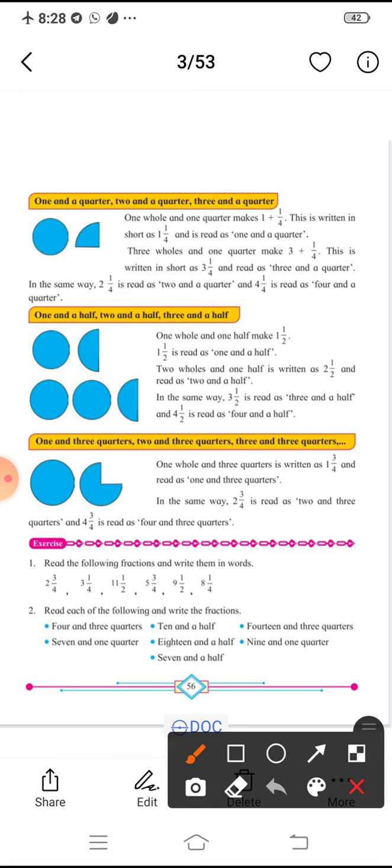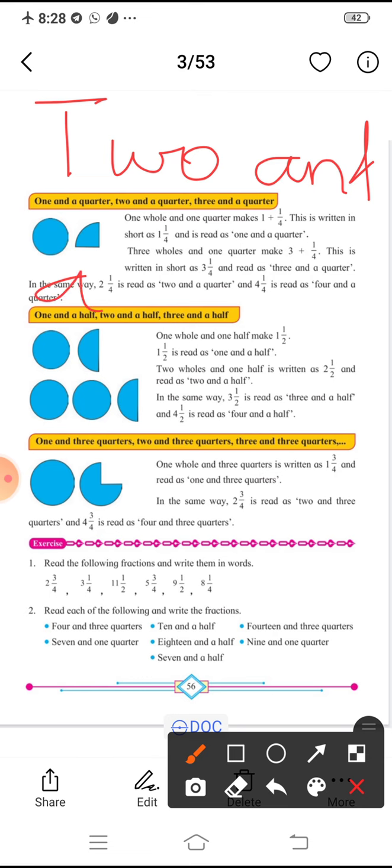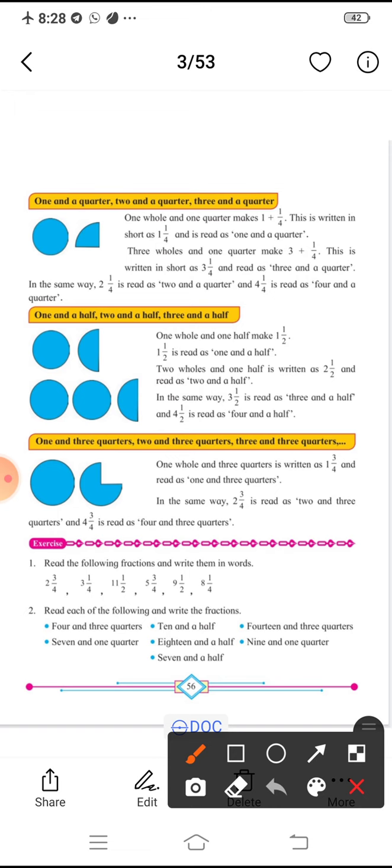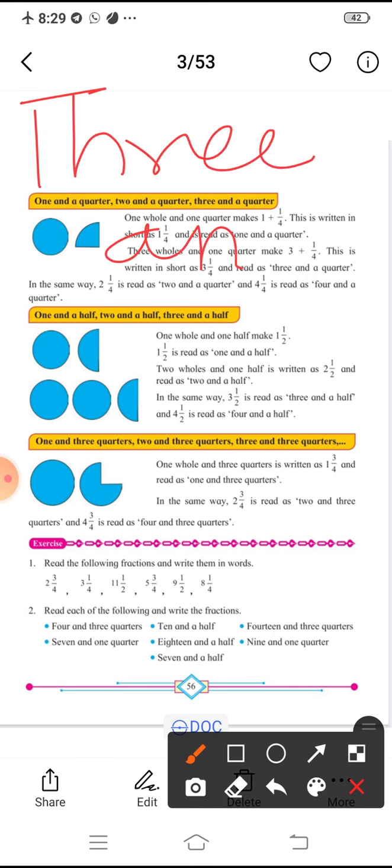Now see the exercise. Read the following fractions and write them in words. Now 3 upon 4 means 3 quarter. Correct? So 2 and 3 quarter. Yes, very good. We will write it in this way: 2 and 3 quarter. Okay. Now see the second one. 1 upon 4 is only a quarter. So 3 and the number given is 3, so 3 and a quarter.